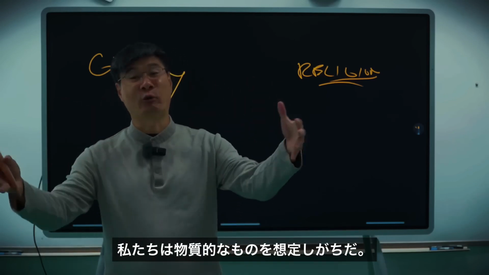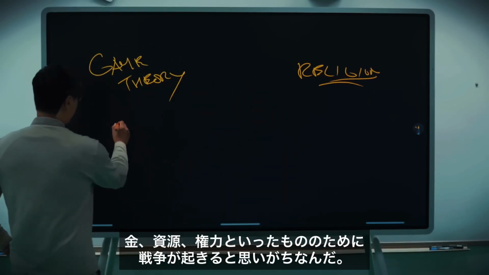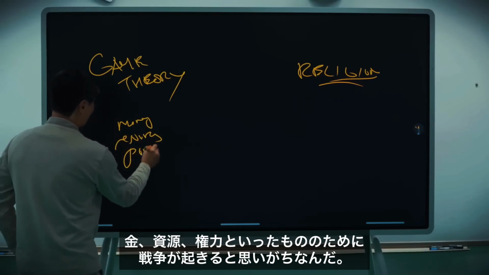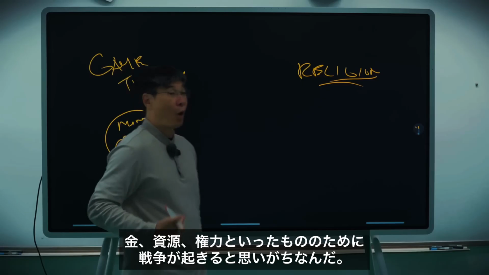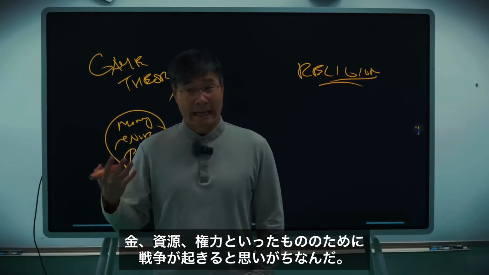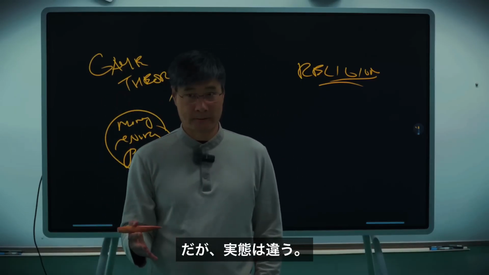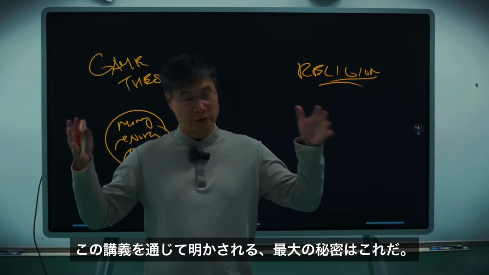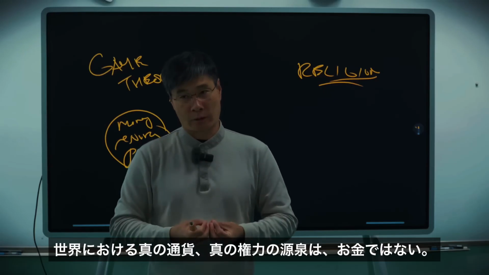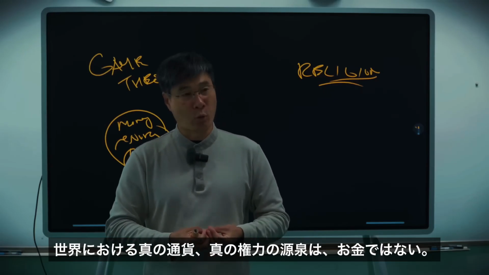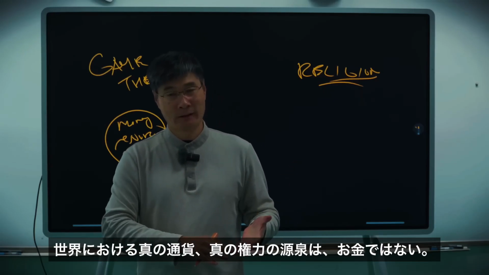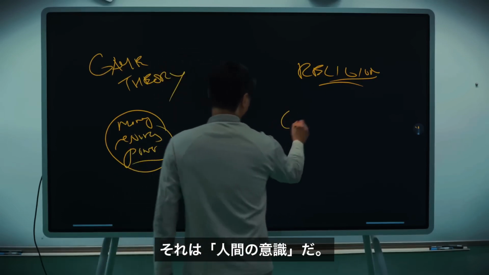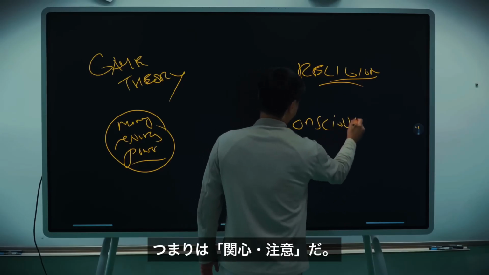We think in terms of material things, okay? So money, resources, power. We think that the war is being fought over these things. And it's not, all right? The grand secret, the grand reveal of the semester, of this course is this. The real power, the real currency in the world is not money. It is human consciousness. Or basically attention.